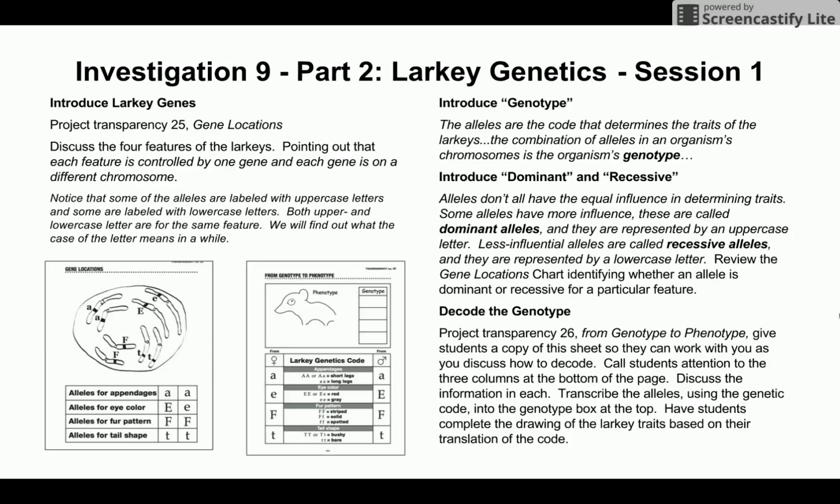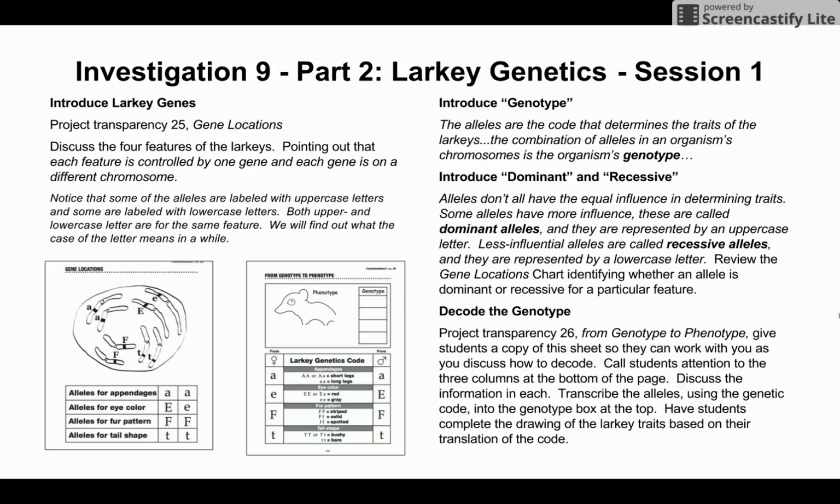Spend some time on gene locations, just pointing out that each feature is controlled by 1 gene and each gene is on a different chromosome. Notice that some of the alleles are labeled with uppercase letters and some are labeled with lowercase letters, but both upper and lowercase letters are for the same feature. Introduce genotype by telling students that the alleles are the code that determines the traits of the larky. The combination of alleles in an organism's chromosome is the organism's genotype.